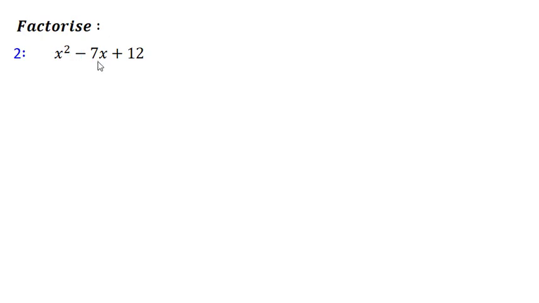x square minus 7x plus 12. Now tell me what you do here. First you will see what is a into c. So your a into c is 12. Now you have to divide this 12 into factors such that their addition is minus 7. Now as this 12 is positive and its sum is negative, both the factors must be negative. So if you work out, you will find that the two factors are minus 4 and minus 3.